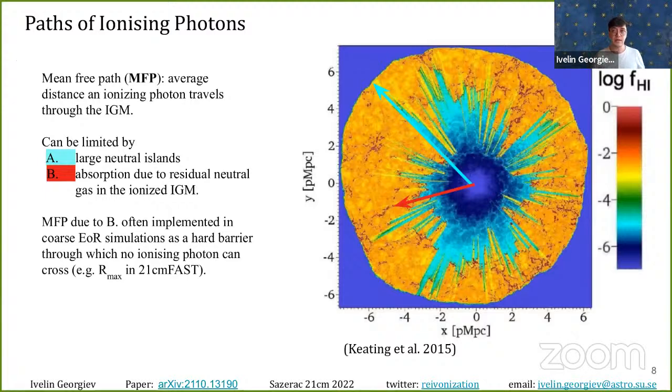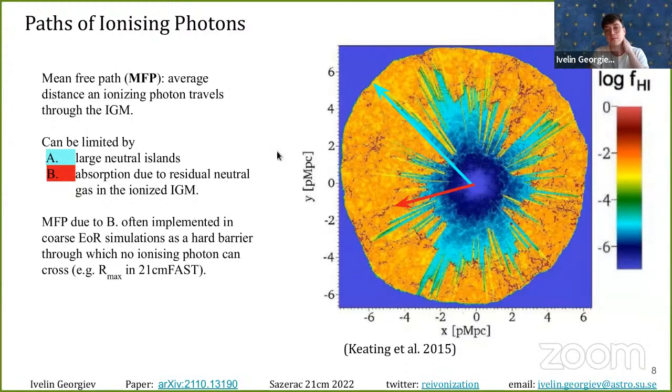So I think Ilian Iliev discussed the mean free path of ionizing photons very well earlier in one of these sessions, but I will still give you a brief overview in case you were not there, but I do encourage you to look. I can define the mean free path as the average distance an ionizing photon travels through the IGM. I've provided this picture of Keating et al. 2015 to give you a visual example.